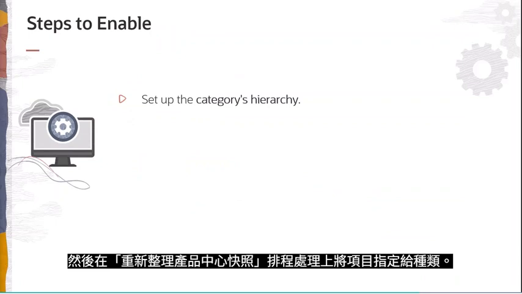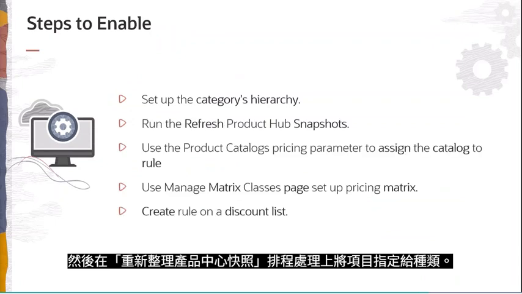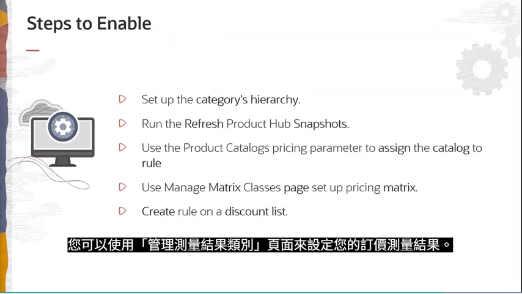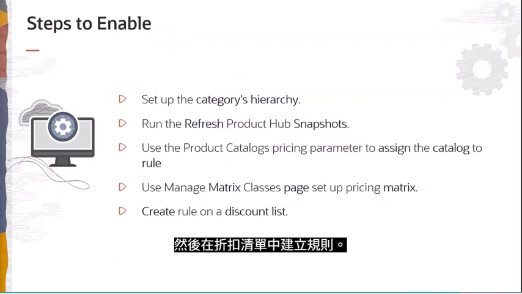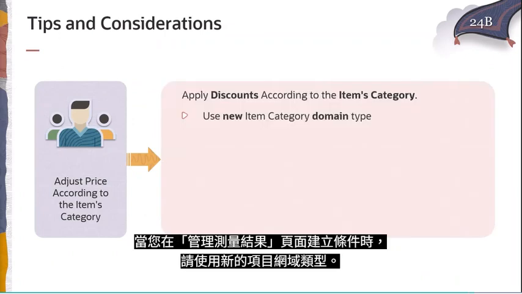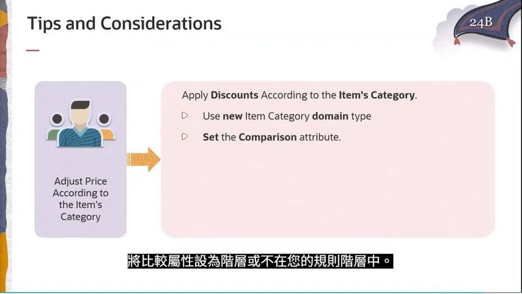Set up the category hierarchy and assign the item to the category. Run the refresh product hub snapshot schedule process. Use the product catalog pricing parameter to assign the catalog that you want to use for your rule, use the manage metrics classes page to set up your pricing metrics, and then create your rule on the discount list. Use the new item domain type when you create your condition on the manage metrics page. Set the comparison attribute to not in hierarchy on your rule.